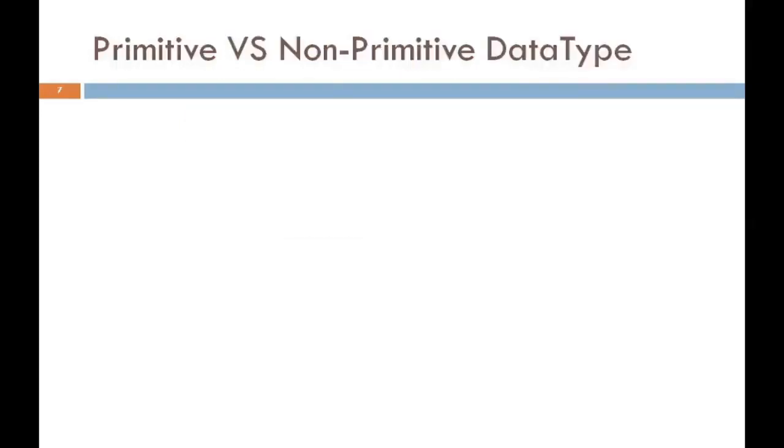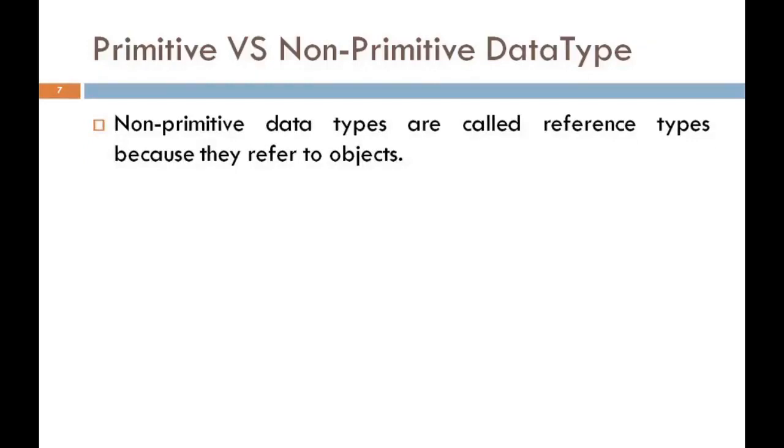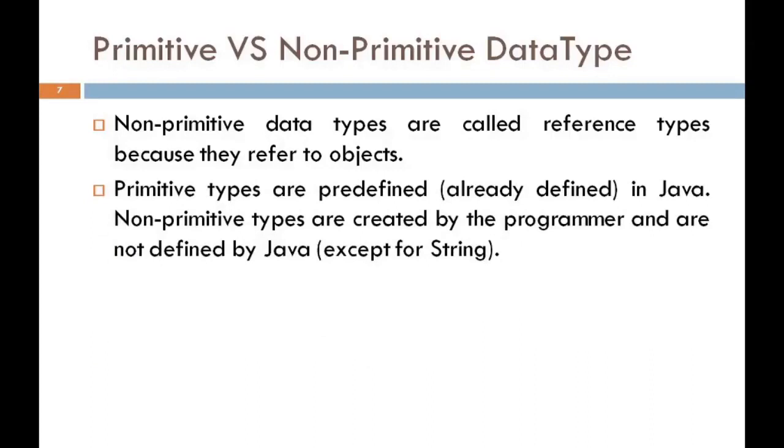Now, we see the difference between primitive and non-primitive data types. The main difference is that non-primitive data types are called reference types because they refer to an object. Primitive data types are predefined, that means they are already defined in Java, while non-primitive data types are created by the programmer and are not defined by Java. That means they are created explicitly by the programmer.